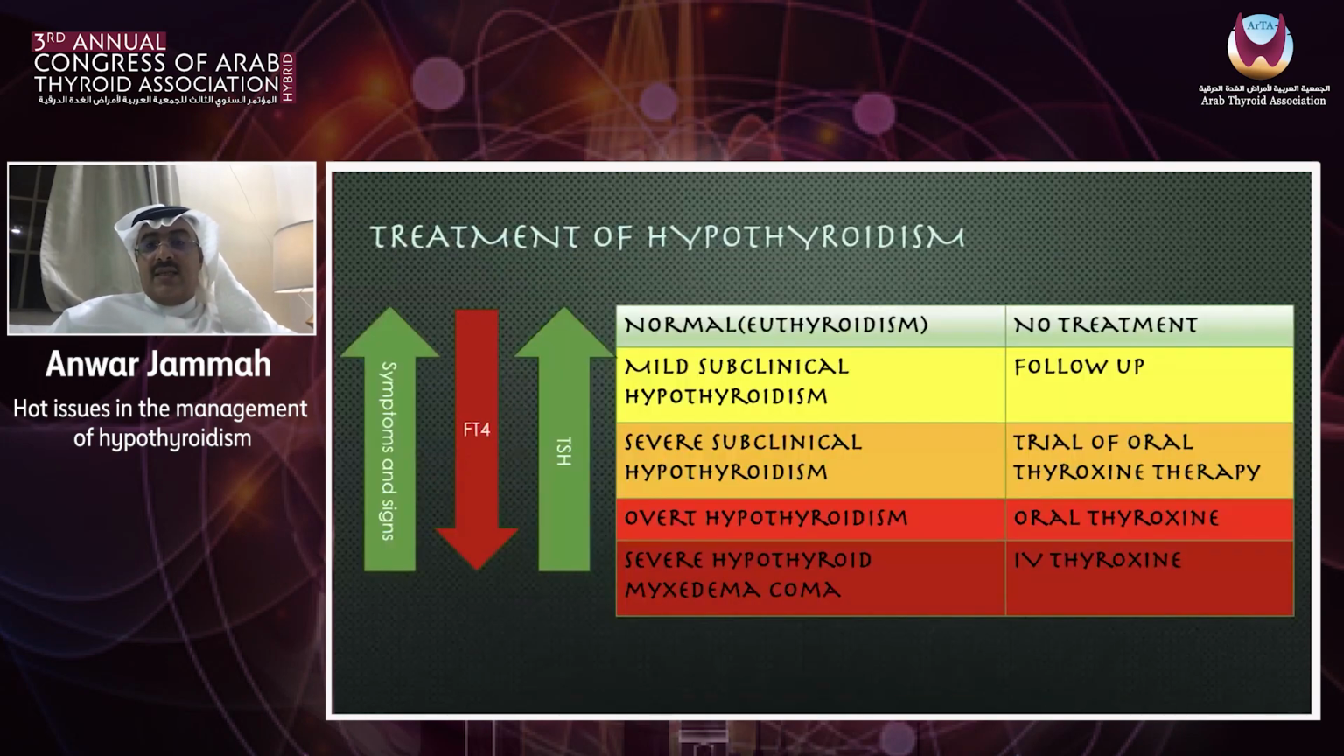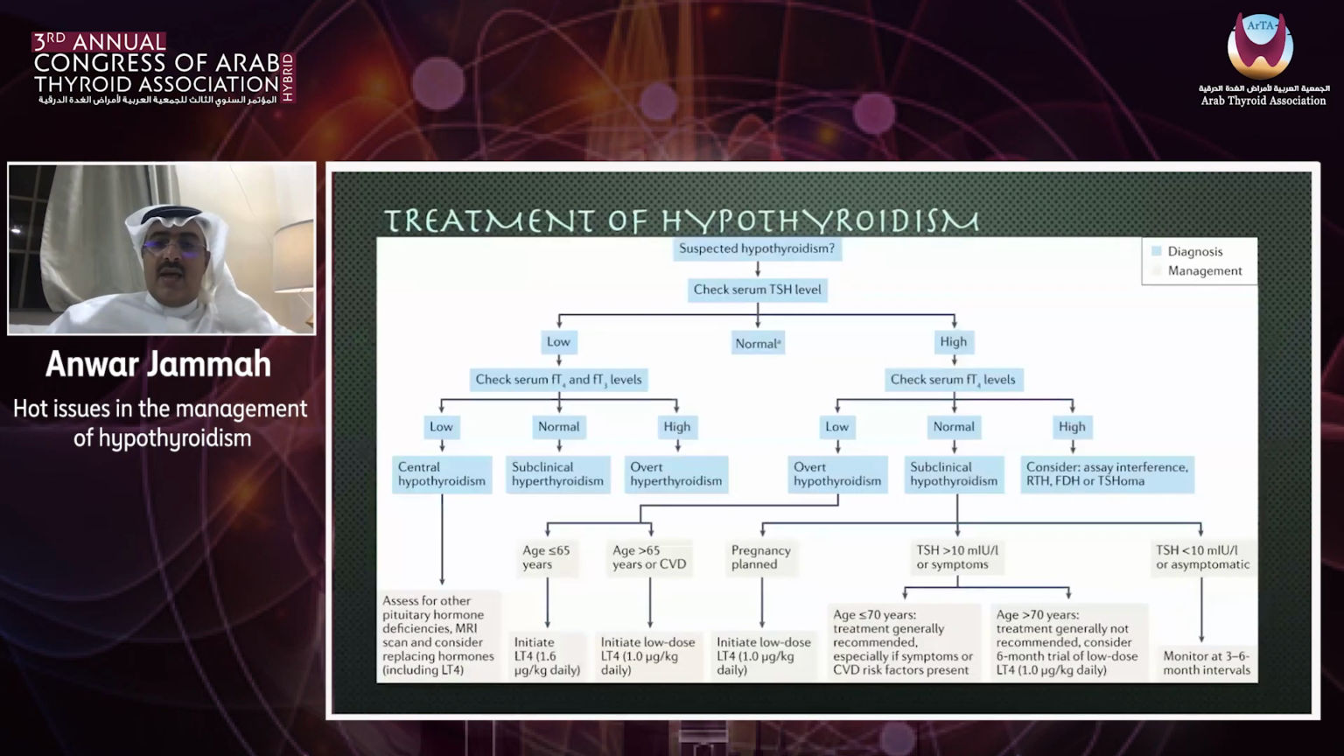So this is the level of treatment of hypothyroidism: the euthyroid, mild subclinical, severe subclinical, overt hypothyroidism, and severe myxedema coma, and the treatment depends on the condition. Sometimes you need IV thyroxine or oral thyroxine, and maybe a trial of oral thyroxine. Maybe you need only follow-up and no treatment. This is showing the guidelines of treatment of hypothyroidism.